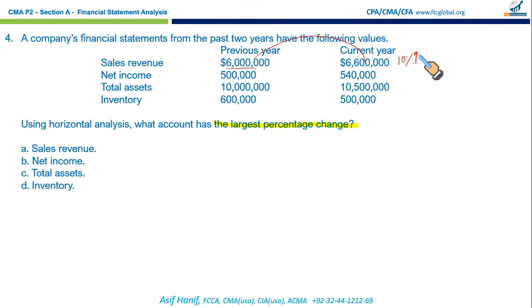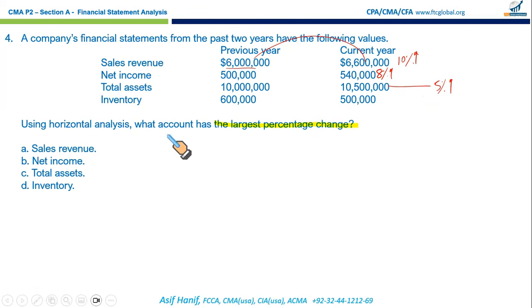Net income was 500,000 last year, this time is 540, as you can see. 40,000 increase. This 40,000 is what percentage of $500,000, the base year? It's an increase of 8%. Your last year total assets were 10 million, now it's 10.5 million. The difference is $500,000. This is what percentage of the base year total assets? Increase of 5%. So far, apparently sales revenue appears to be the largest increase.